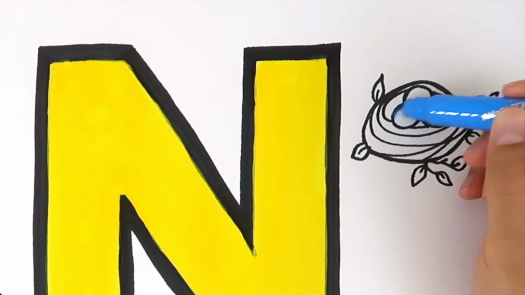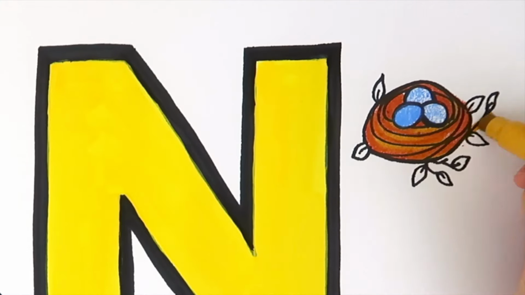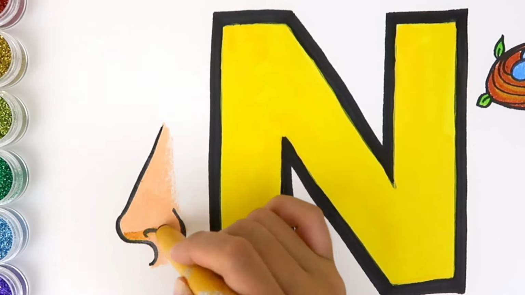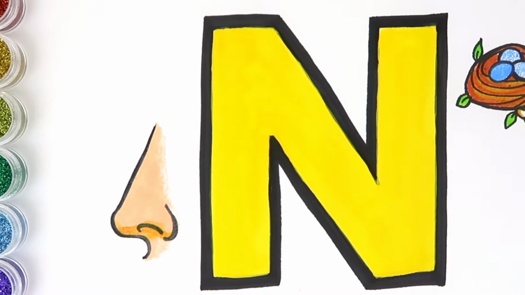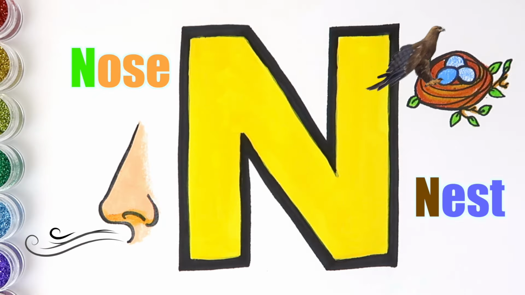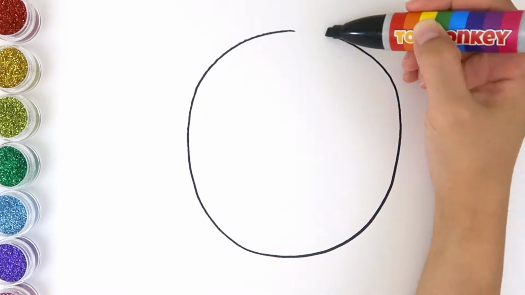How many eggs are inside of the nest? That's right, three. There are three eggs. We breathe in and out through the nose. Can you point to where your nose is? N is for nose. N is for nest. Next comes the letter O.